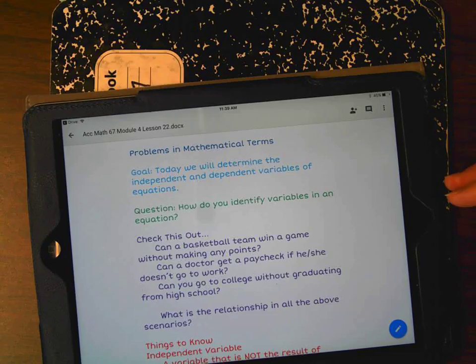Okay? So our goal today. Today we will determine the independent and dependent variables of equations, and you will do that in class. And then the question that I want you to think about: how do you identify the variables in the equation? You have to talk about it out loud and see which one relies on the other one, which one is a result because of the other one. Okay? I know there's not a lot of practice in the video today, but I just needed to get the information to you. So we'll do some practice tomorrow in class.